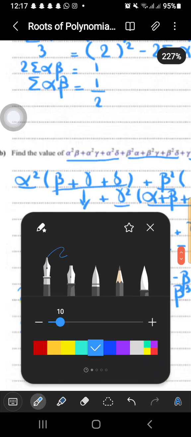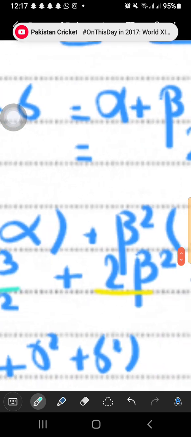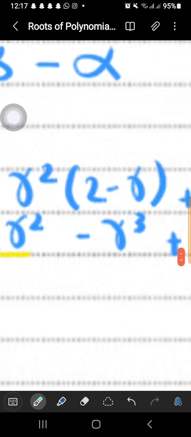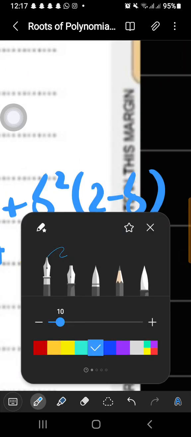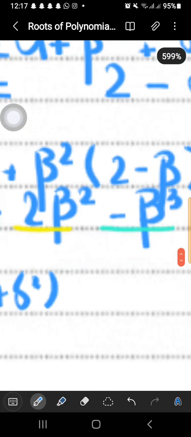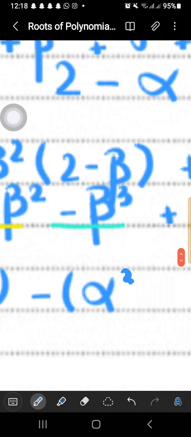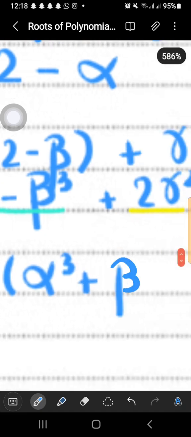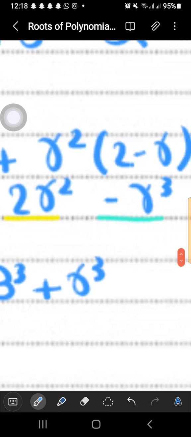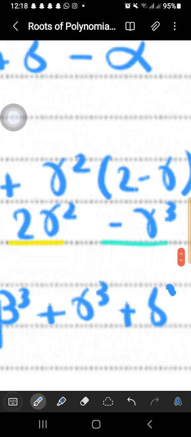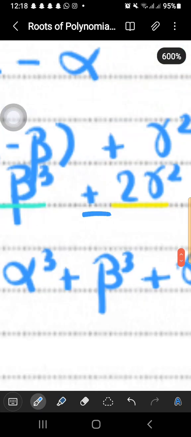Next, move to the terms remaining here: negative alpha cube, negative beta cube, negative gamma cube, and negative delta cube. So we will write negative, bracket open, alpha cube plus beta cube plus gamma cube plus delta cube. We can write it as summation of alpha cube.